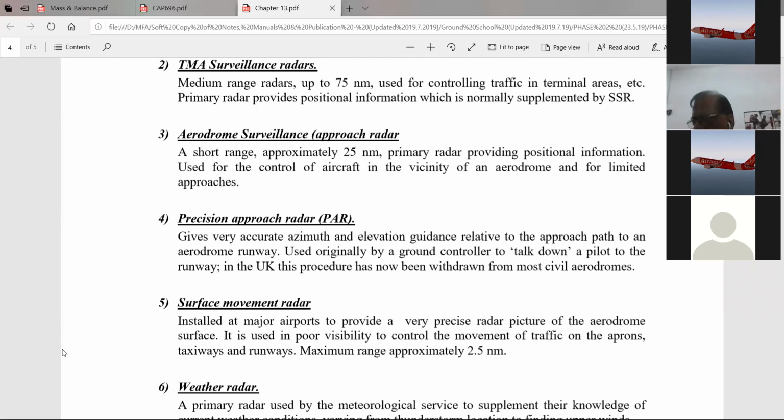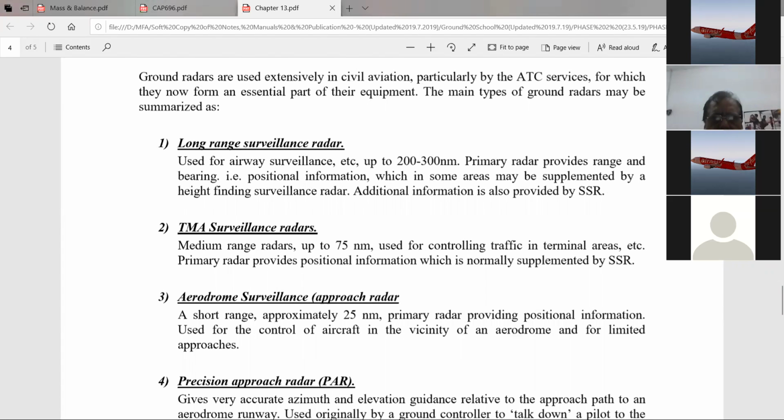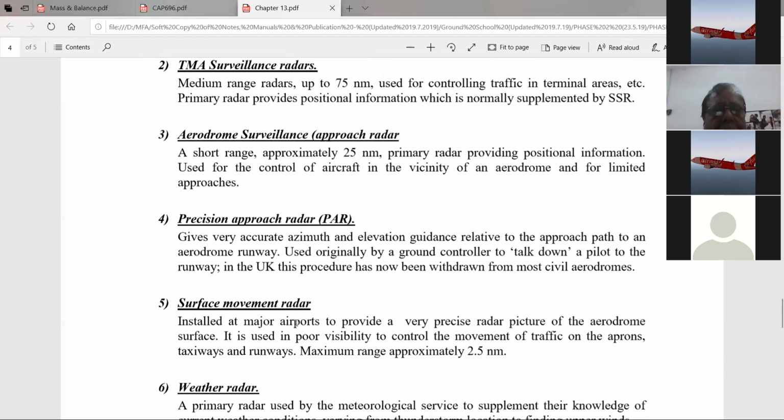Sure, sir. Okay. Now we have got the various types of radars in use today. These are the various types of long range surveillance radars, terminal area surveillance radars. These surveillance radars are divided into 3 different categories. Then you have something known as a precision radar.